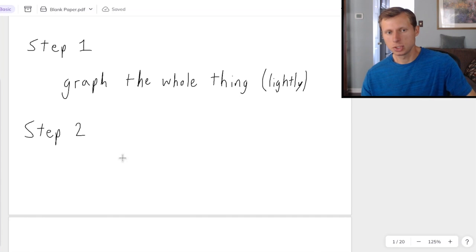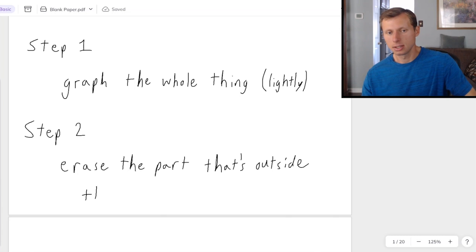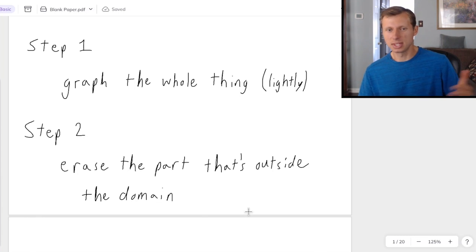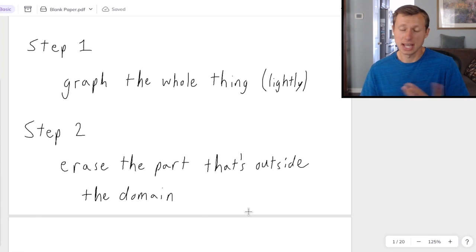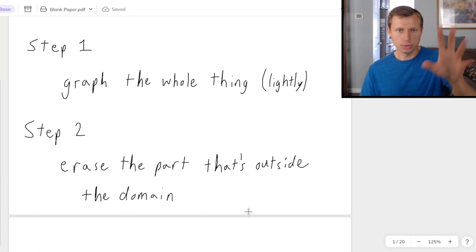And then step 2, I just need to erase the part of the graph that's outside the domain. So for instance, if it says x is less than 5 for the condition, then I'm going to erase everything that's greater than 5 because that's out of the domain. And I basically do these two steps for every part of the piecewise function.